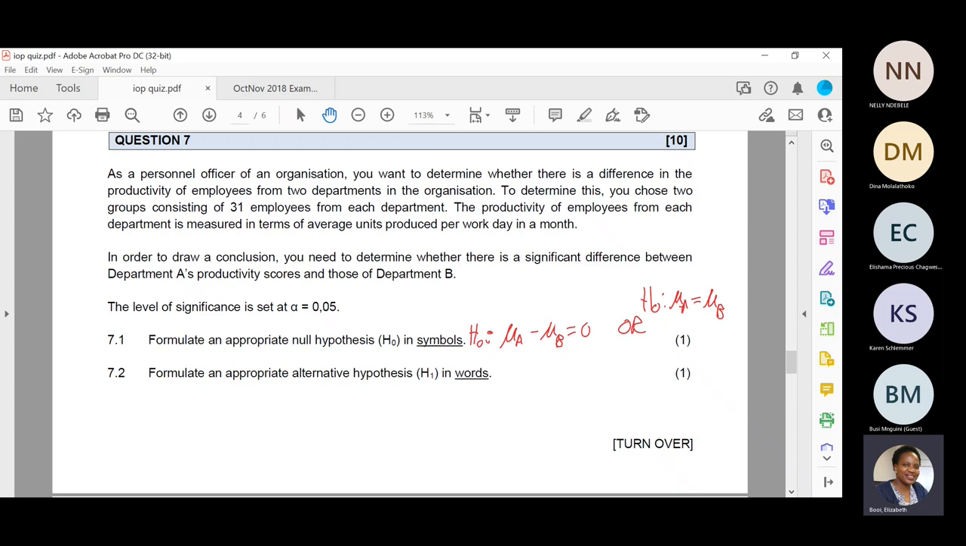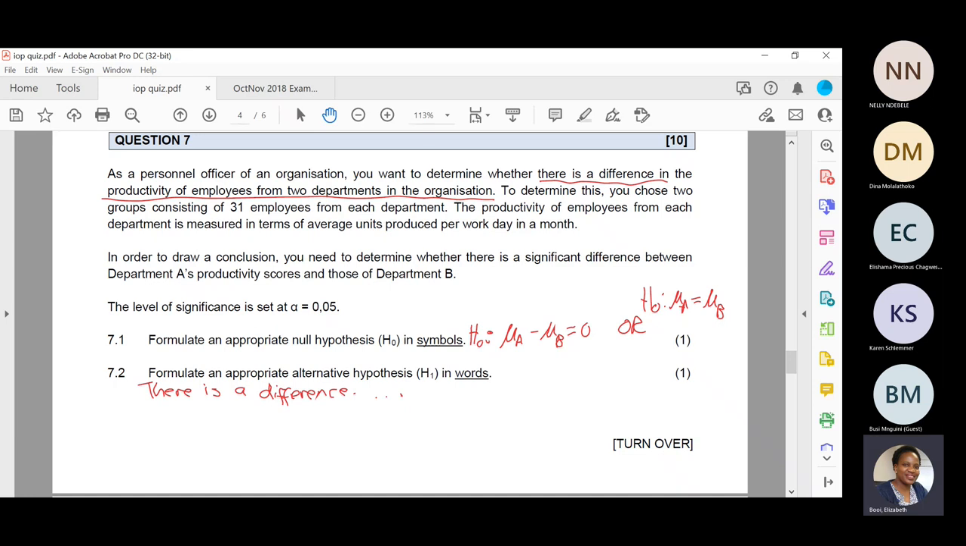Formulate the appropriate alternative hypothesis in words. The productivity in department A is not the same as the productivity of employees in department B. I said there is a difference in the productivity of employees from two departments in the organization. There we go. You use that statement in your alternative hypothesis.